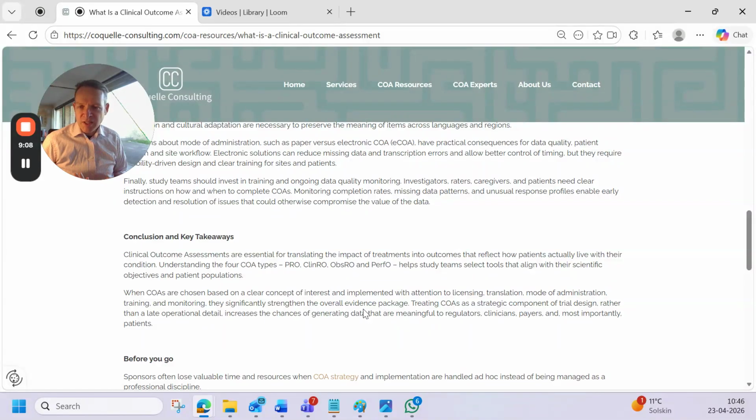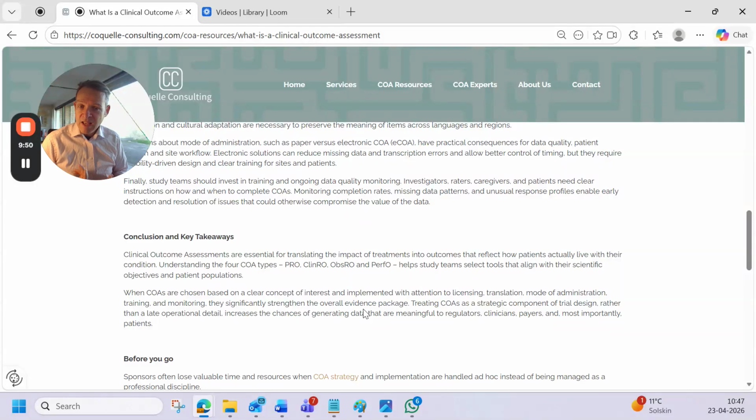So what are the conclusion and key takeaways from this article? Clinical outcome assessments are essential for translating the impact of treatments into outcomes that reflect how patients actually live with their condition. Understanding the 4 COA types, PRO, ClinRO, ObsRO, and PerfO, helps study teams select tools that align with their scientific objectives and patient population. When COAs are chosen based on a clear concept of interest and implemented with attention to licensing, translation, mode of administration, training, and monitoring, they significantly strengthen the overall evidence package.